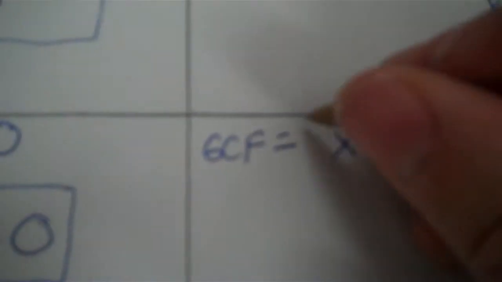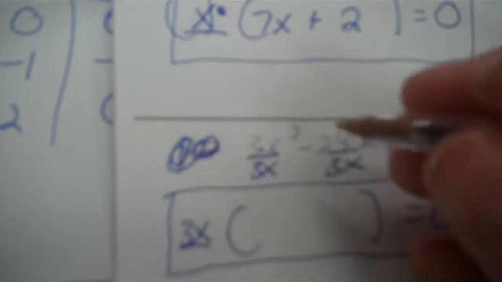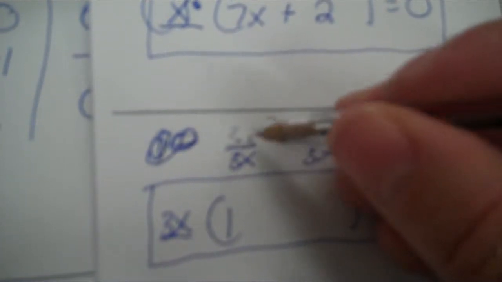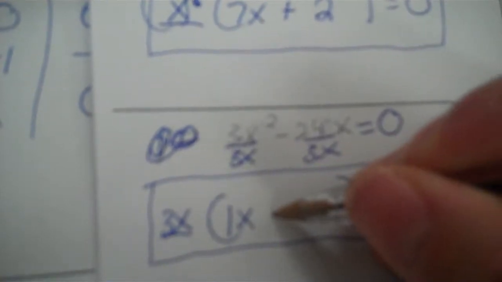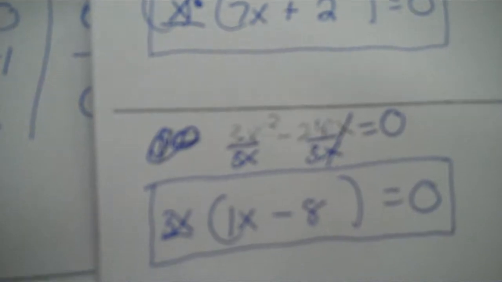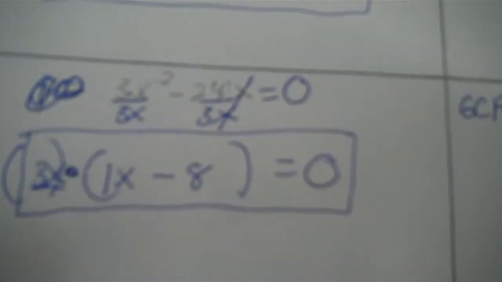So I need to put that 3 with the x. So I yank out 3x. So I divide both of these by 3x, because that's what I'm pulling out. So that's 1. x to the second power divided by x is x. 24 divided by 3 is 8. Those are out. So I've got 3x. I've factored the expression into 3x times (1x minus 8).